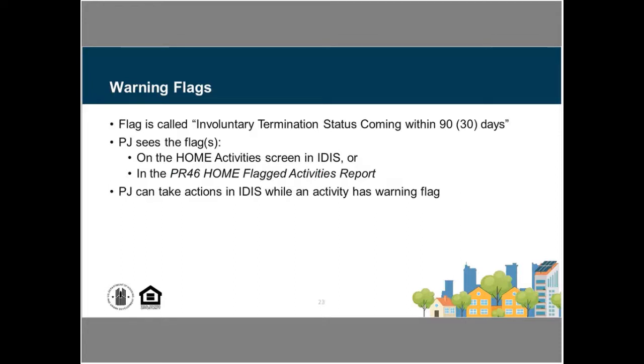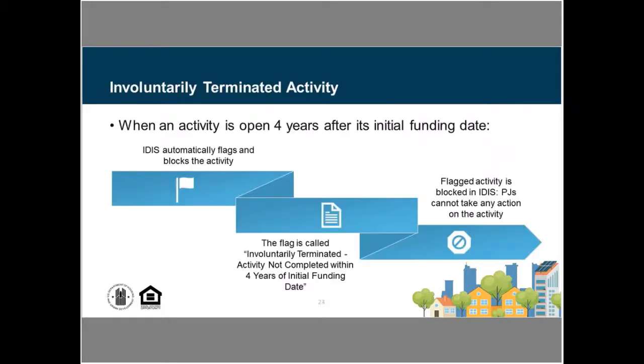So the flags on this are showing that involuntary termination is coming, and it's either 90 days or 30 days. And that will show up not only on the home activity screen, but it also is in the PR46, which identifies all of our flagged activities. And this would really be sort of the last trigger for the PJ to take action to try to address any at-risk projects. Now, I'll mention before we go into the involuntary termination.